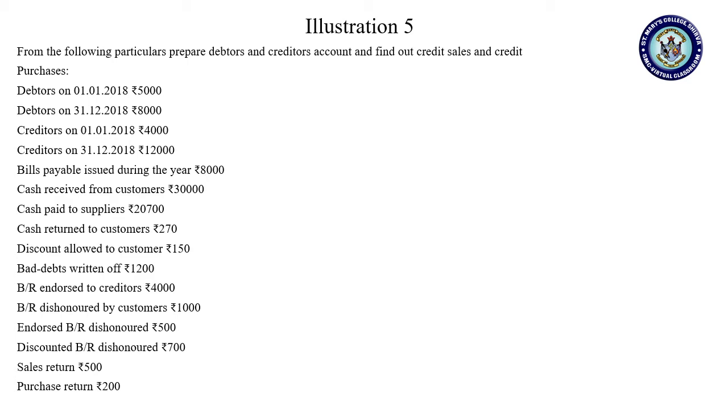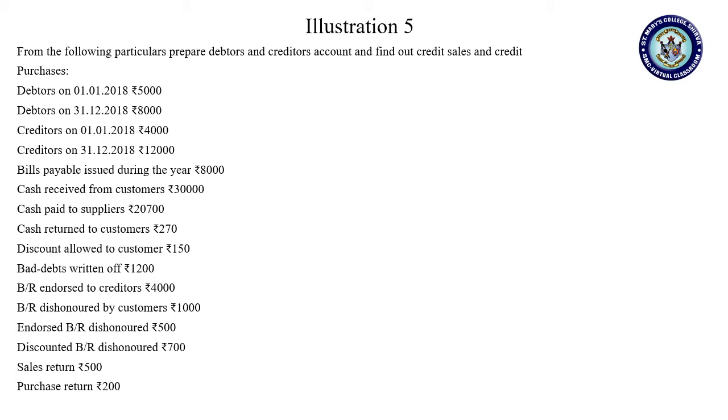Next one, bad debts written off. It is the repeated transaction. Bad debts account debit to debtors account, because bad debt again is an expense, so you have to debit.